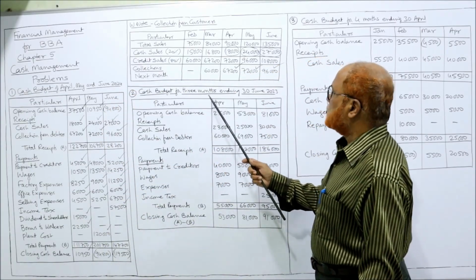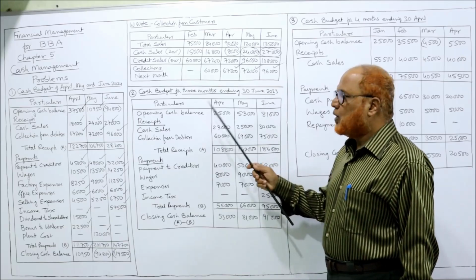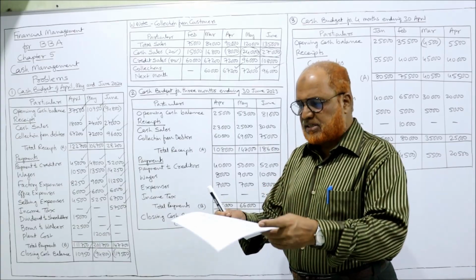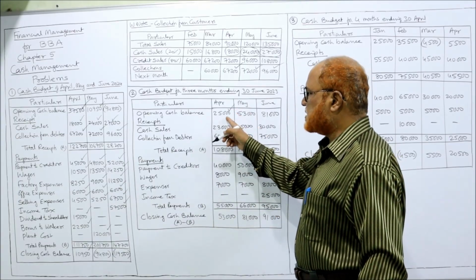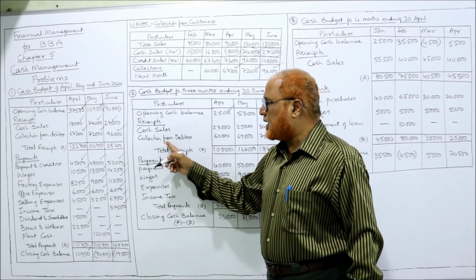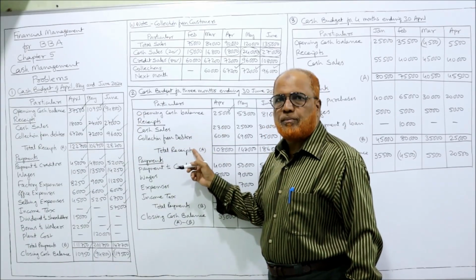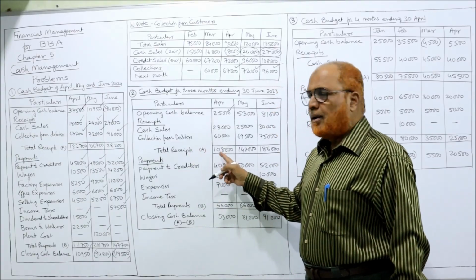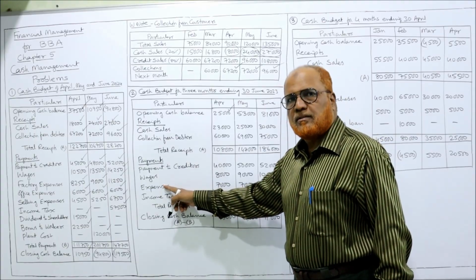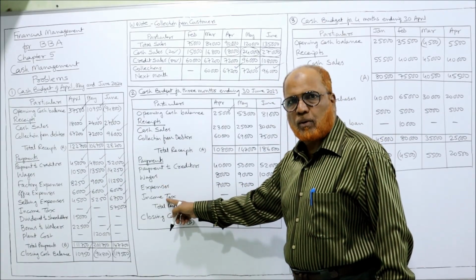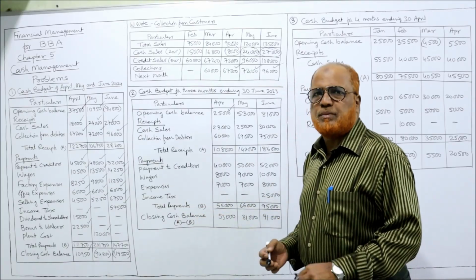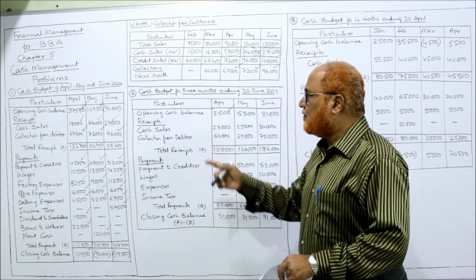Second problem. Cash budget for 3 months ending 30th June. Opening cash balance 25,000. That is given in the problem on 1st April. Now in receipts, 2 items will be taken: cash sales and collection from debtors, just like the previous problem. Then total receipts here. Payment to creditors for purchases, then wages, expenses, and income tax is there in this problem. All these are total payments B. Then closing balance A minus B. Got the format? Now, first of all, sales.